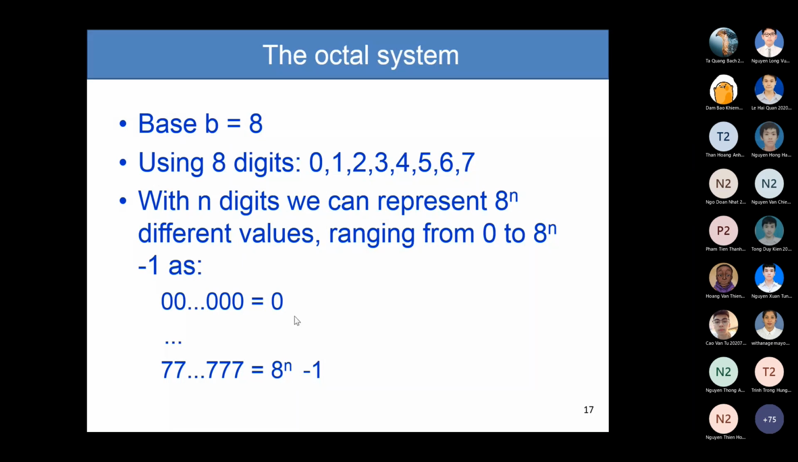In this system, when we use n digits, we can represent 8 power n different values, ranging from 0 until 8 power n minus 1. So for example, when we use 2 digits, we can represent 8 power 2, which equals 64 different values. So starting from 0, 1, until 63.